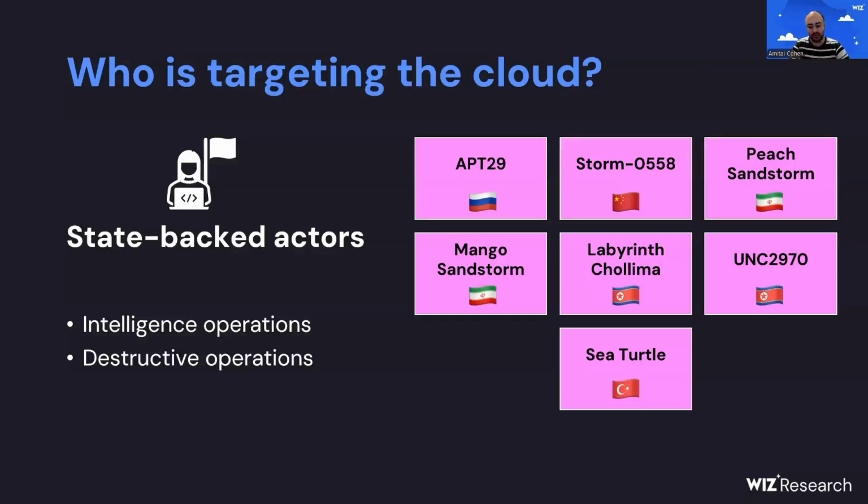Some of these names are probably familiar to you, such as APT29, perhaps Beach Sandstorm. These are groups, again, operated by states that operate both on-prem and in the cloud. The reason we're highlighting them here is that they have proven themselves to be very adept at targeting cloud environments. And that's one of the reasons why we look into them and why we try to protect our customers from them.